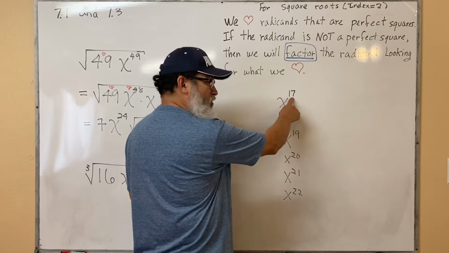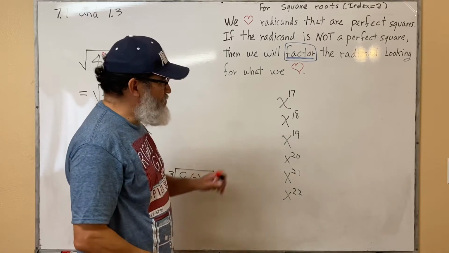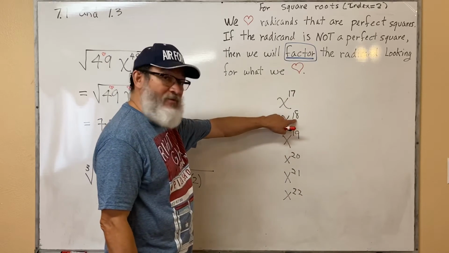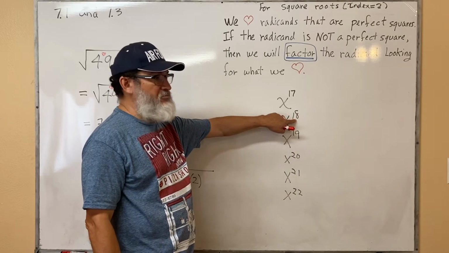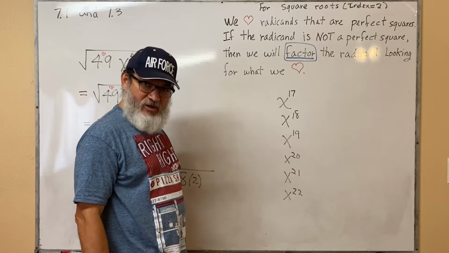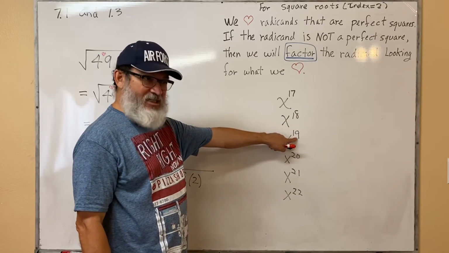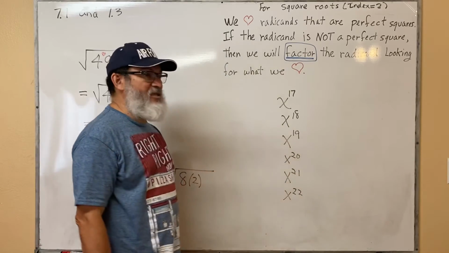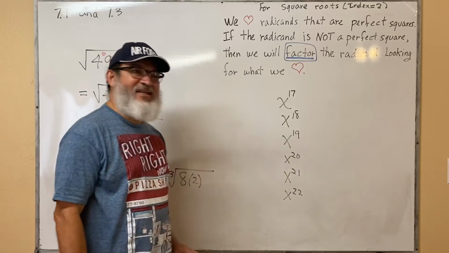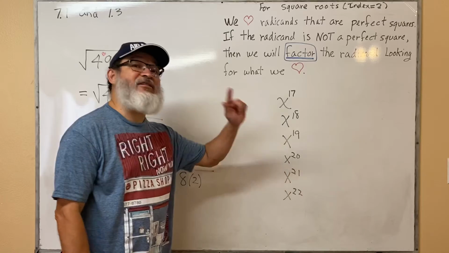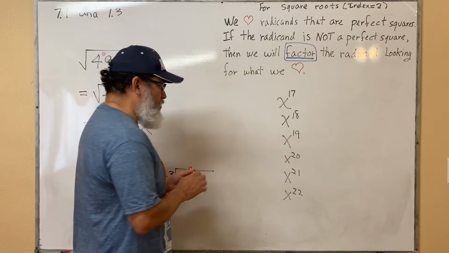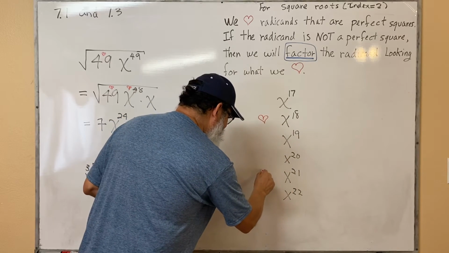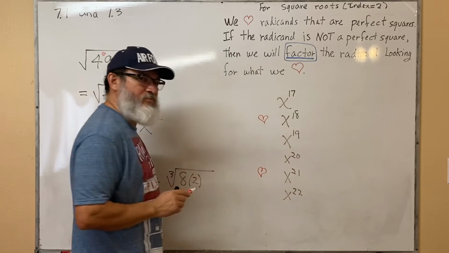Is 17 divisible by 3? No. So x to the 17th is not a perfect cube. Is 18 divisible by 3? Yes. So this x to the 18th is a perfect cube. Is 19 divisible by the index 3? No. So x to the 19th is not a perfect cube. X to the 20th is not a perfect cube. X to the 21st is a perfect cube. Yes, they are. So the ones that we love are x to the 18th and x to the 21st. We love them.